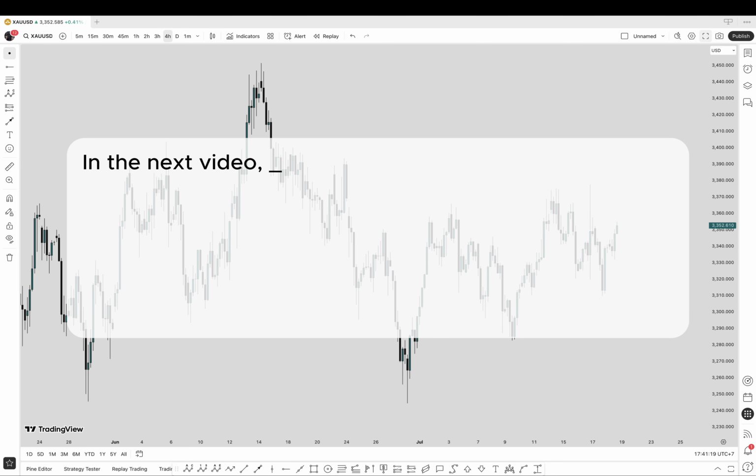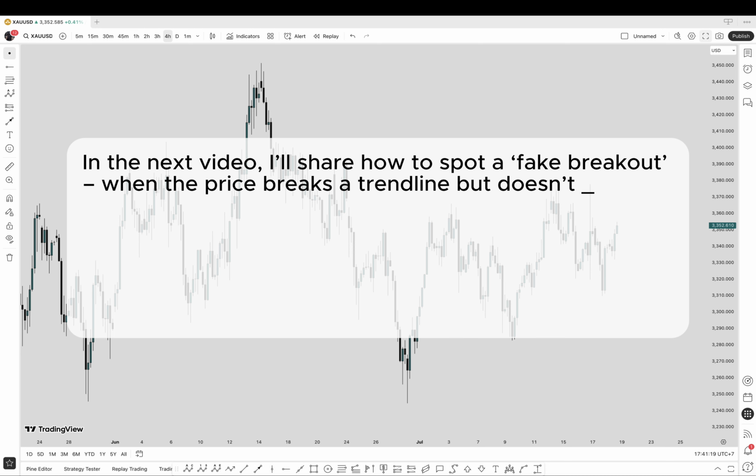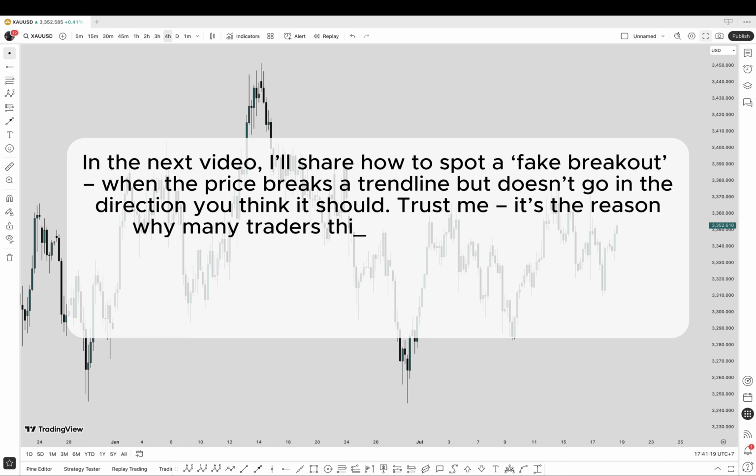In the next video, I'll share how to spot a fake breakout, when the price breaks a trend line but doesn't go in the direction you think it should. Trust me, it's the reason why many traders think trend lines don't work.